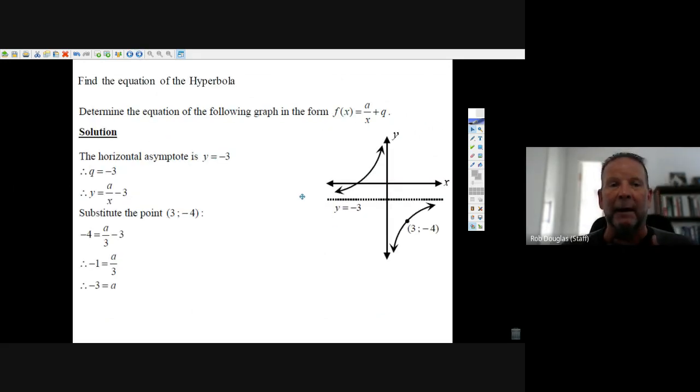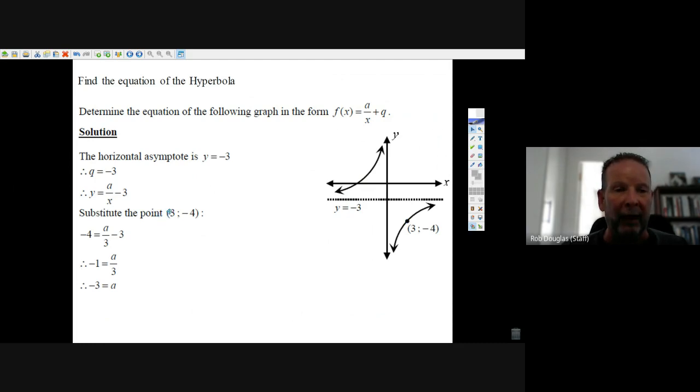Okay, let's try and take a look. Say you're given this picture and you're asked to find the equation of the hyperbola. Well, you know it's a over x plus q. Well, q is the easiest thing in the world. If you know that this is minus 3, then that's what q is. So the number added on must be minus 3. And then they give you another point, 3 and minus 4.